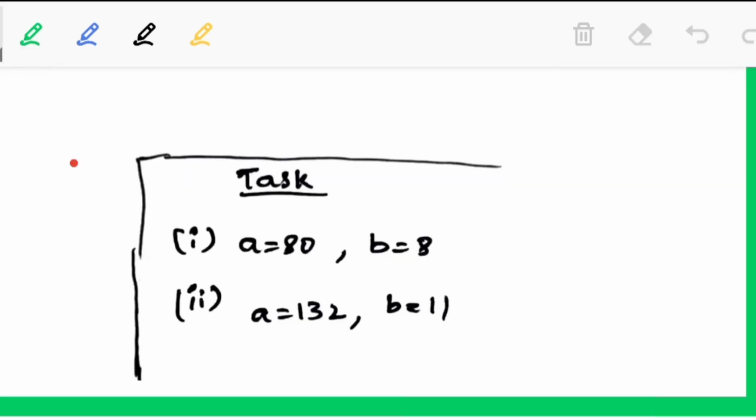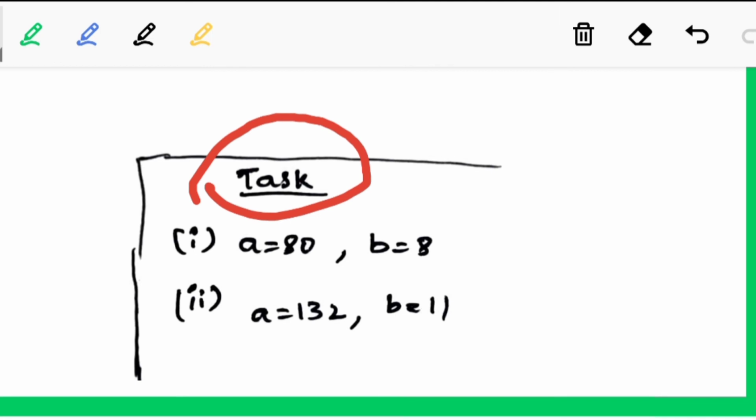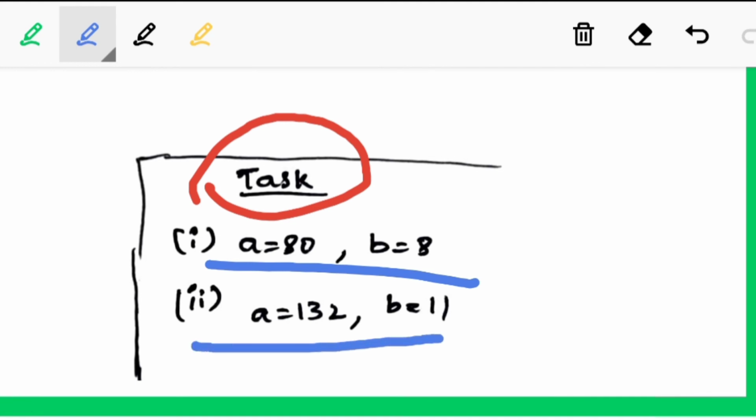Now here is a small task for you. You need to find the values of q and r for the given values of a and b using the division lemma. The first question is a equal to 80 and b equal to 3, and the second question is a equal to 132 and b equal to 11.